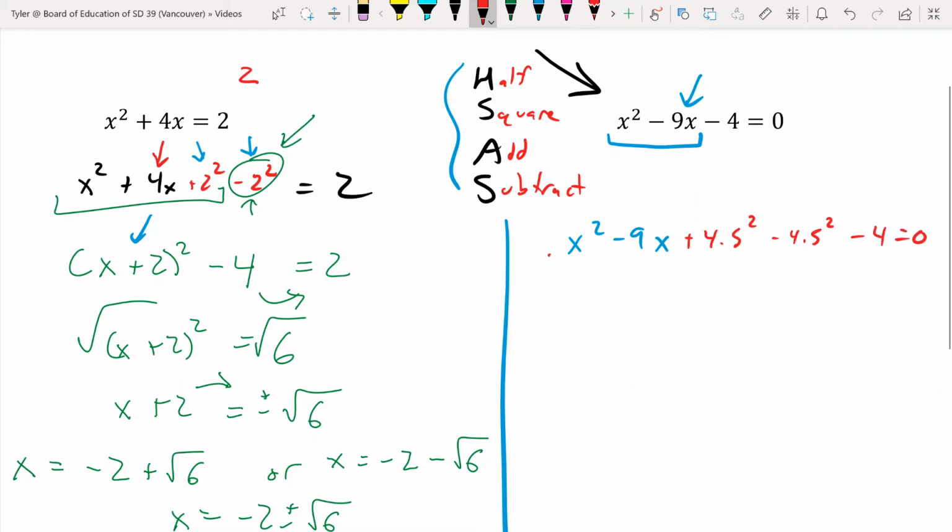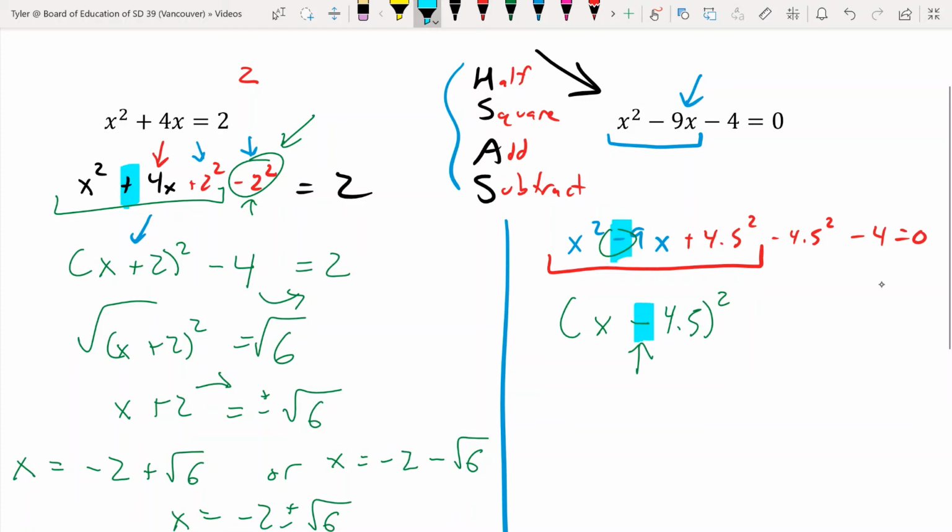That's it. This is now my perfect square trinomial. It's going to become x minus 4.5 squared. You'll notice this time it was a minus. That's because this was negative. In the last one we did, we had a positive here. In this one, it was a negative. Just be careful. That's going to dictate the sign that you use inside your bracket. Okay? So we got that. Awesome. Let's deal with the rest.